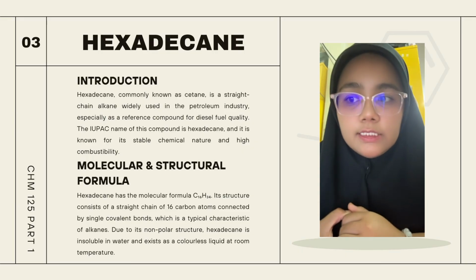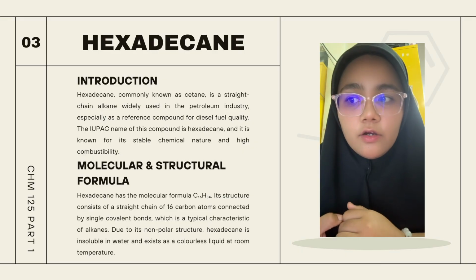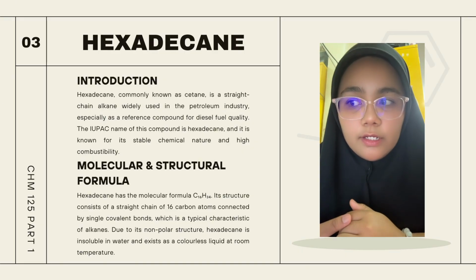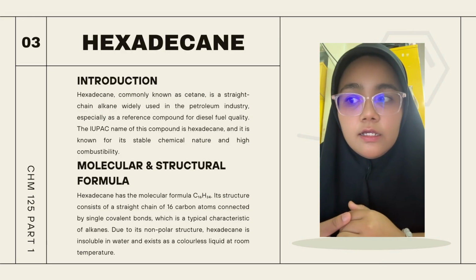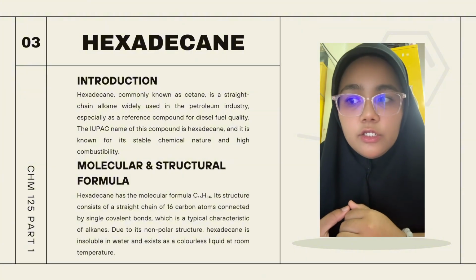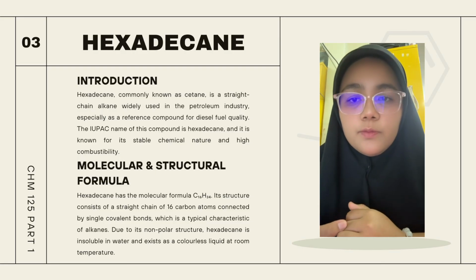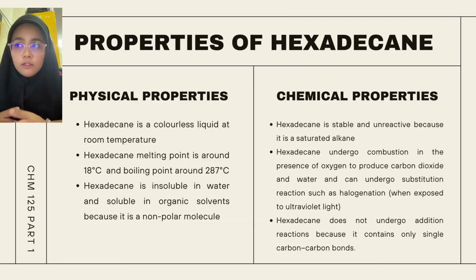C16H34. Its structure consists of a straight chain of 16 carbon atoms connected by single covalent bonds, which is a typical characteristic of alkanes. Due to its nonpolar structure, hexadecane is insoluble in water and exists as a colorless liquid at room temperature. Properties of hexadecane are of two types.